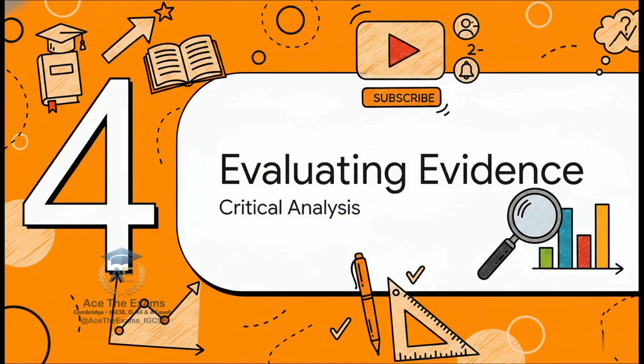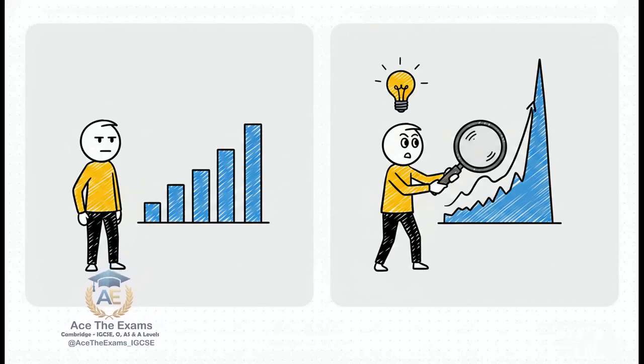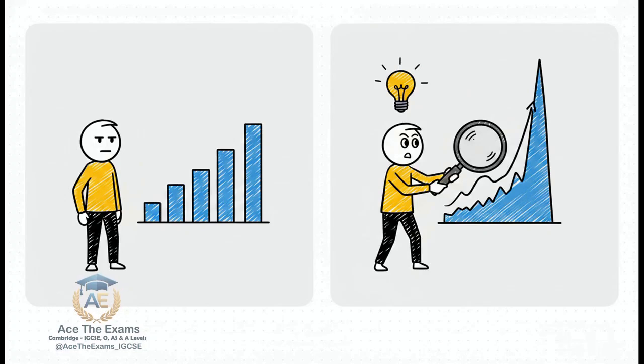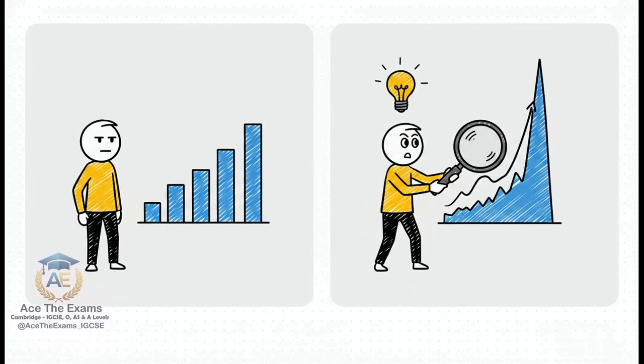Section 4, Evaluating Evidence and Data. Our students, Alex and Sam, have just hit a massive logical roadblock mid-argument. Their statistical evidence has completely stopped supporting their conclusion about the data's skewness, and they are stuck. This is the exact moment a candidate either drops into a failing threshold or secures an A-star.